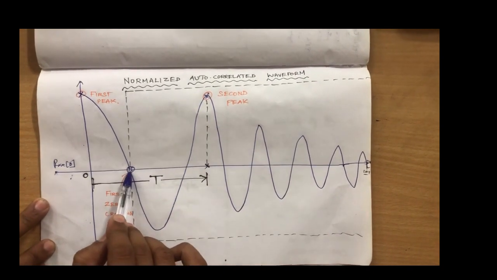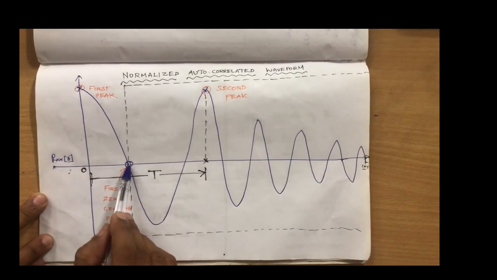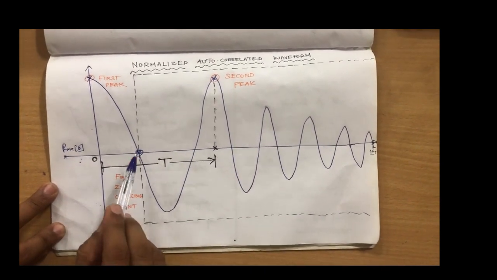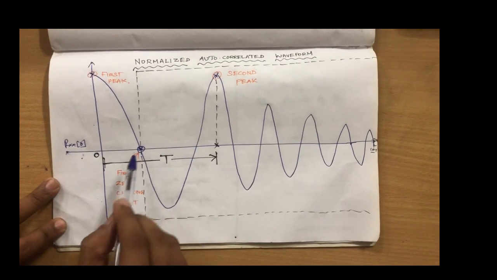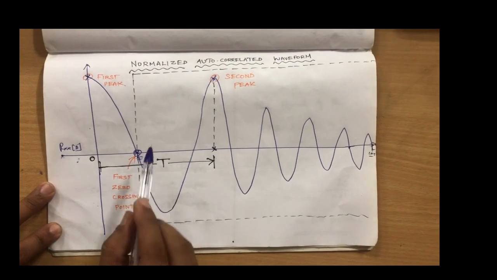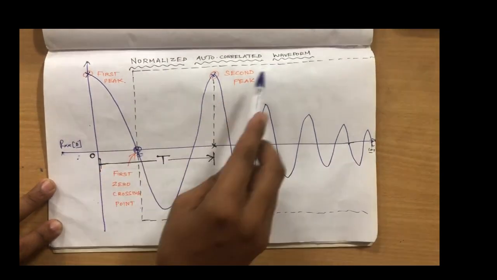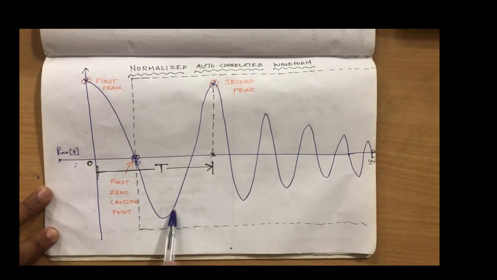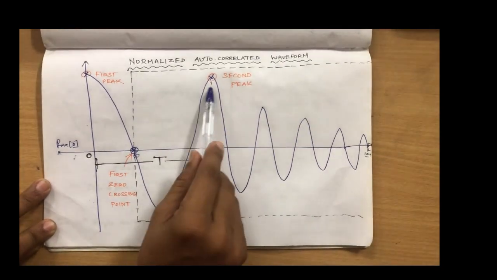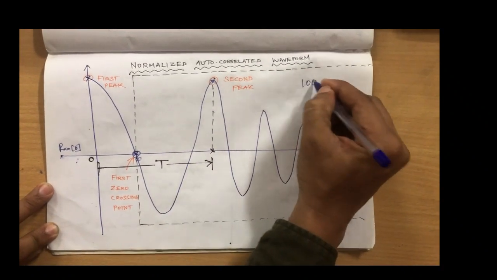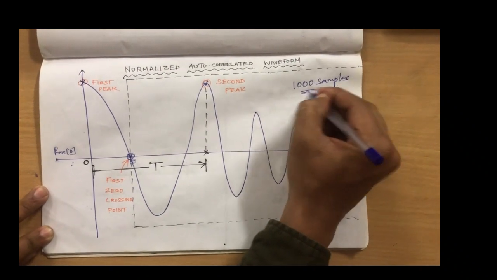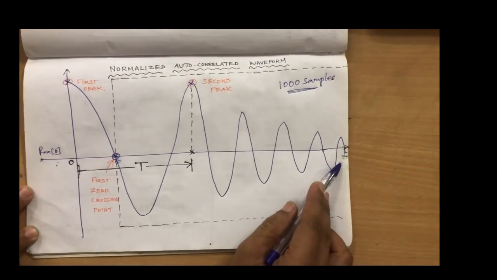From this autocorrelated waveform, we have to find the first zero crossing point. As you see here, we find the first zero crossing point, and the samples after the first zero crossing point are taken into the next window, and from there we find the second peak value. Totally we have taken 1000 samples from the PhysioBank ATM, and those 1000 samples are plotted like this.